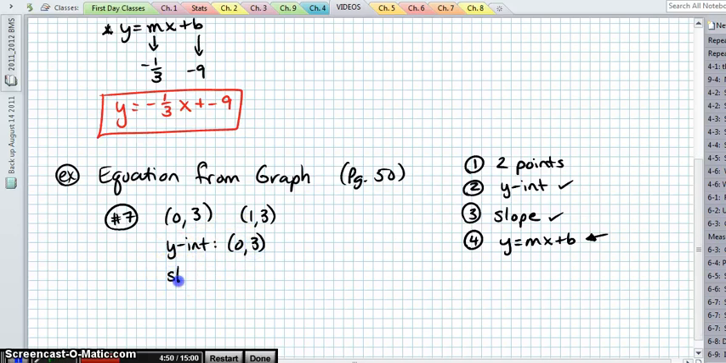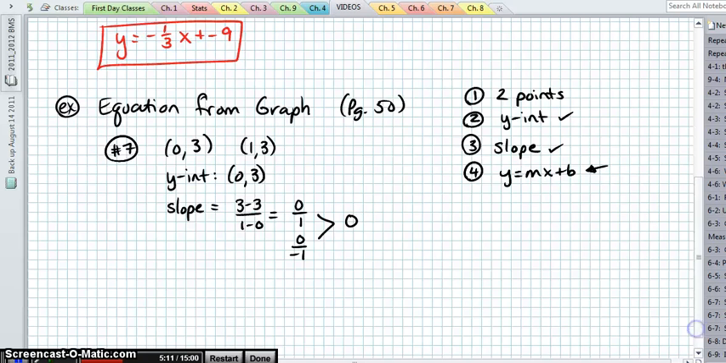And to find the slope, if you are unsure of what the slope of every horizontal line happens to be, you can calculate it. Subtract your y values on top, your x values on bottom, rise over run. We get 0 over 1, or you may have gotten 0 over negative 1, depending on which point you labeled the first and which you labeled the second.